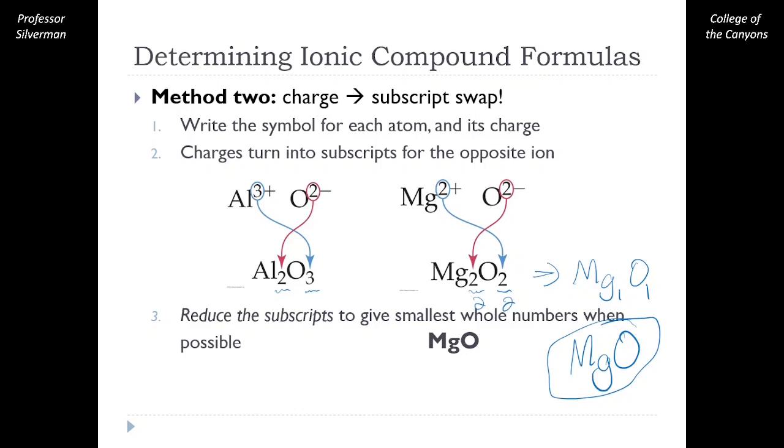This swap method gets you to a neutral compound, but it does not always lead directly to the smallest whole ratio numbers. So we do always have to check there, do this last step as well.